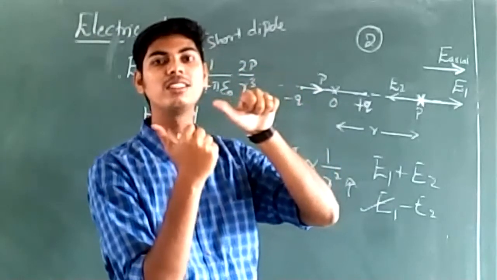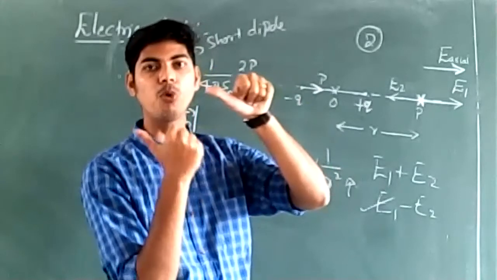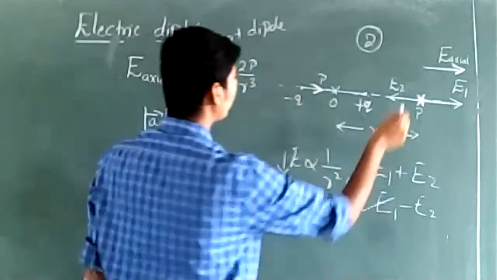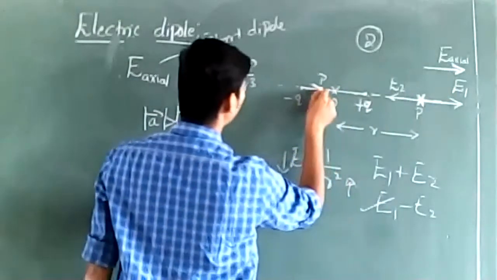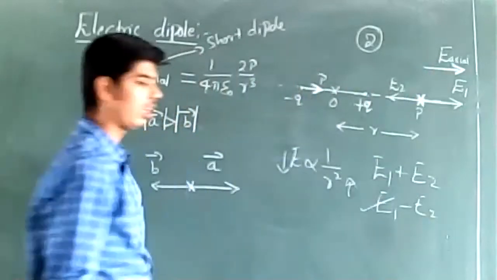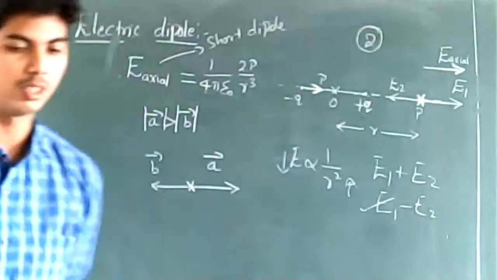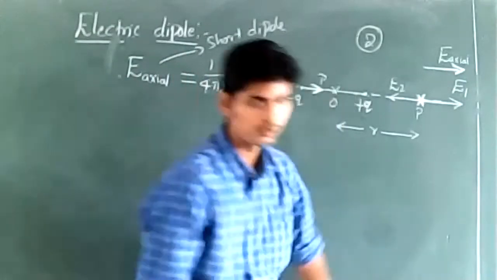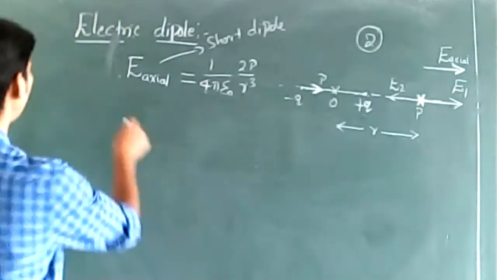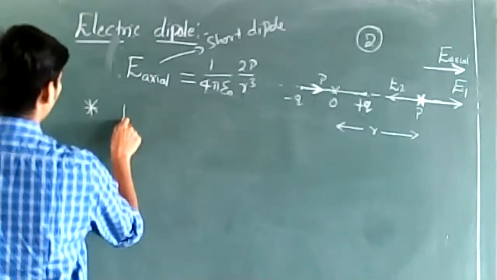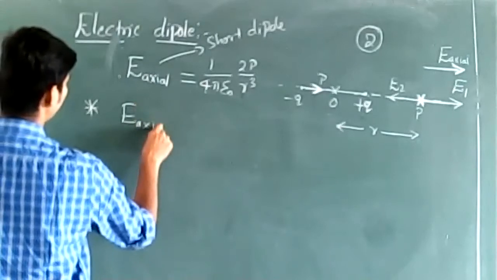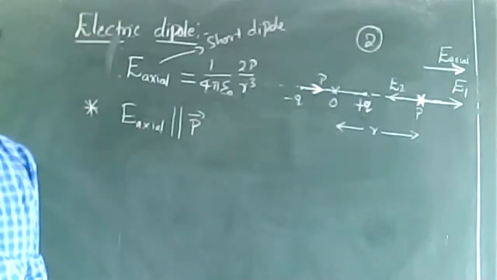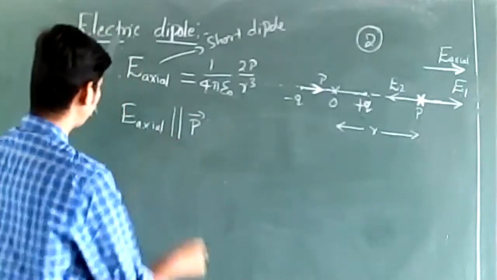So what is the angle between the electric dipole moment and the electric field at a point on the axial line of the dipole? What is the angle between them? 0. So at a point on the axial line of the dipole, the resultant electric field and the electric dipole moment are parallel to each other.